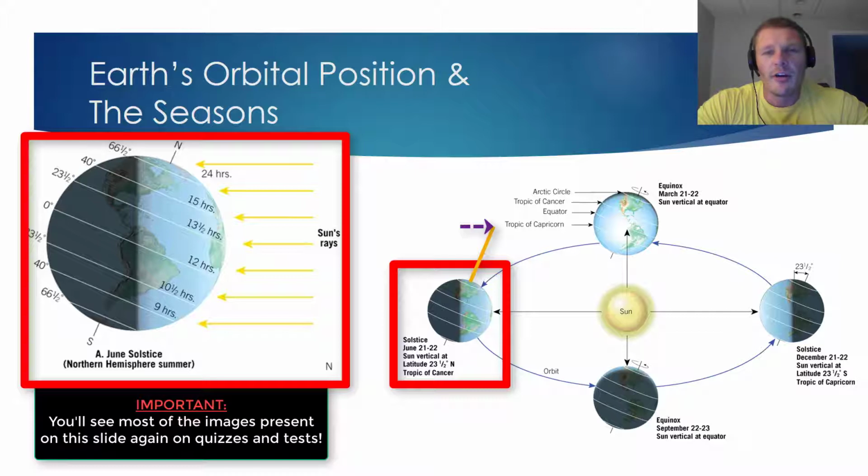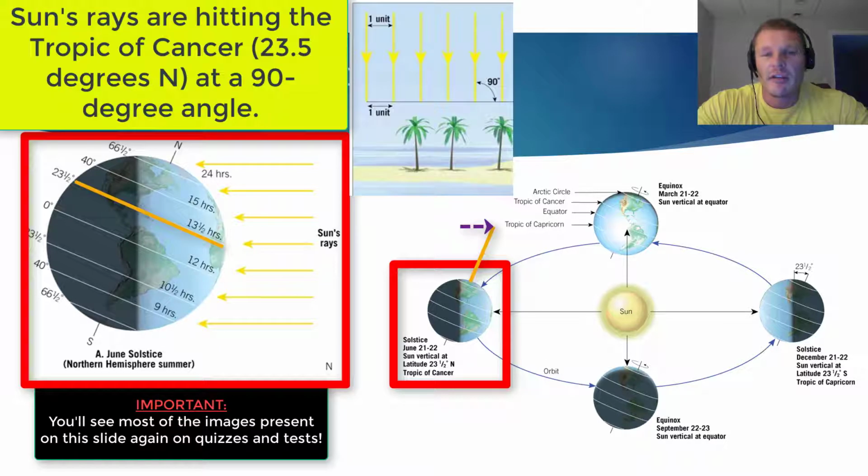Now in the southern hemisphere, where the rotational axis is tilted away from the Sun, they would be experiencing winter, because the sunlight would be much more spread out in the southern hemisphere. One other note to make about the summer solstice is that the sunlight is hitting directly on the Tropic of Cancer, and as shown by this line, that is the latitude of 23.5 degrees north of the equator.